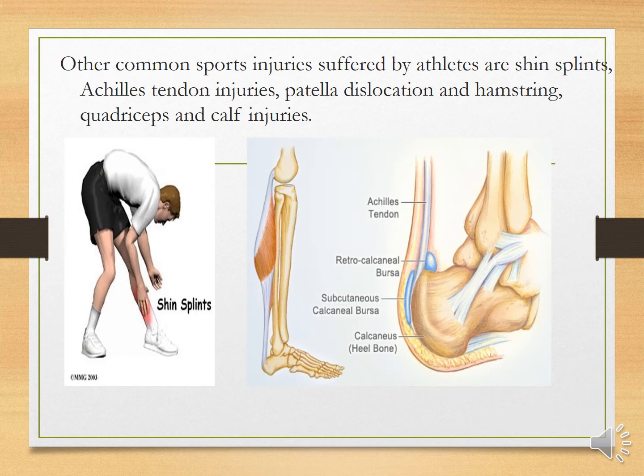So, other common sports injuries suffered by athletes are shin splints, Achilles tendon injuries, patella dislocation, and hamstring, quadriceps, and calf injuries. So these are examples of the common sports injuries.